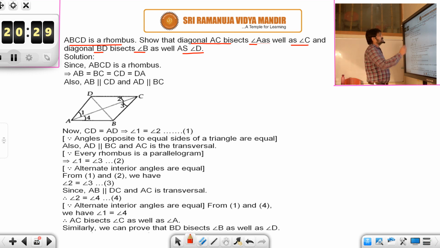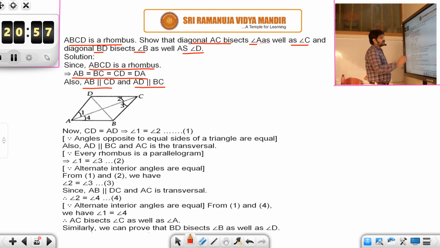So again this is quite easy. Given that ABCD is a rhombus, we know the properties of a rhombus. What are they? All the sides will be equal to each other. So AB is equal to BC is equal to CD is equal to DA. And also we know that a rhombus is nothing but a parallelogram itself. Parallelogram means opposite sides are parallel and equal. So AB is parallel to CD and AD is parallel to BC. So consider ABCD as a parallelogram. Say angle 1, angle 4, angle 2, angle 3.